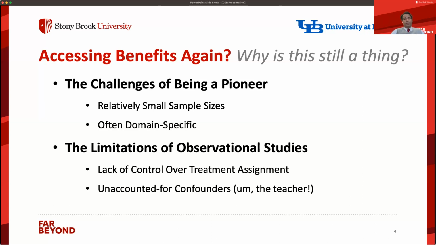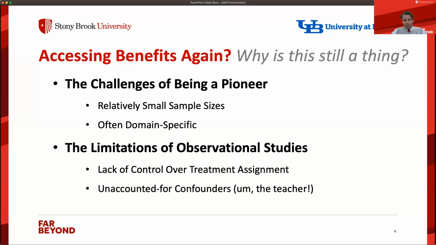These early studies often didn't have access to large samples. How could they? Ten years ago, teachers' knowledge of or access to OERs was a novelty. So studies were often small and domain specific, sometimes limited to investigating the use of one type of OER, say an open textbook, in one type of course.